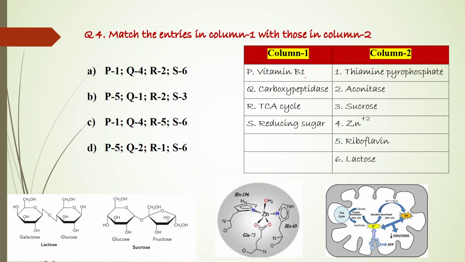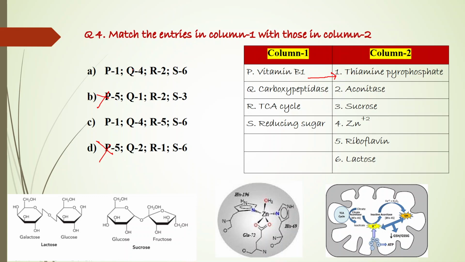What is this? It is thiamine basically, and in column 2 we can see the activated version of thiamine, that is thiamine pyrophosphate, TPP. We discussed that in detail in the last class. So vitamin B1 will match with thiamine pyrophosphate. So P will match with 1. From that, at the beginning you can cross out options B and D, because you know P matches with 1. Now we have to select between option A or option C.